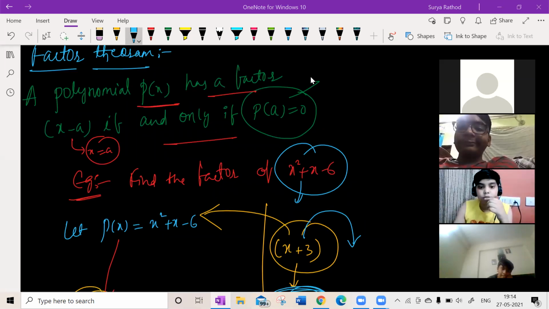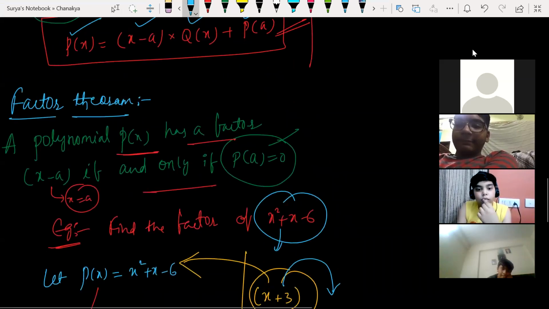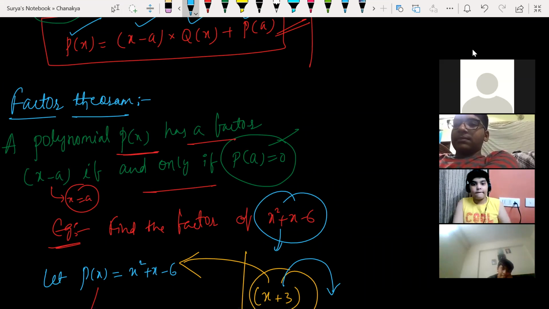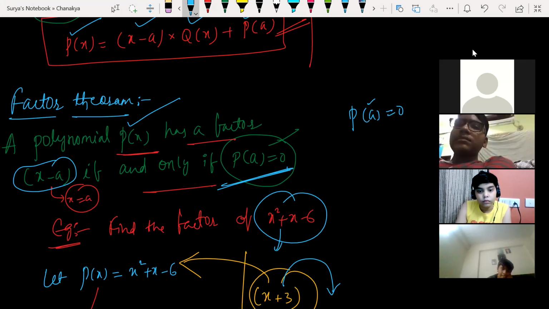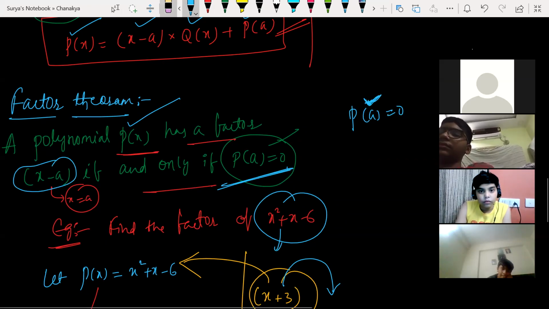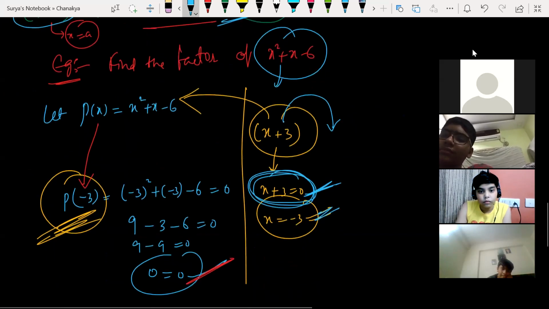Chalo, look at this here. So let us come to the definition now again. What he was saying: a polynomial p of x has a factor x minus a if and only if p of a is equal to 0. P of a means what here? Whatever a value you are substituting in a given polynomial, if I am getting 0, then x minus a is going to be my factor of the given polynomial. Look at this here.